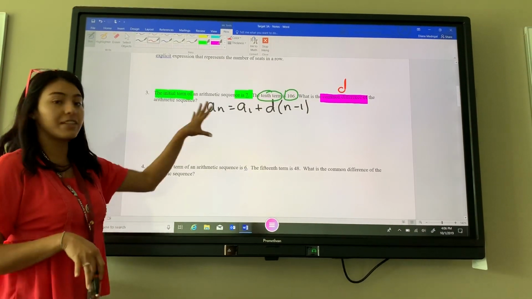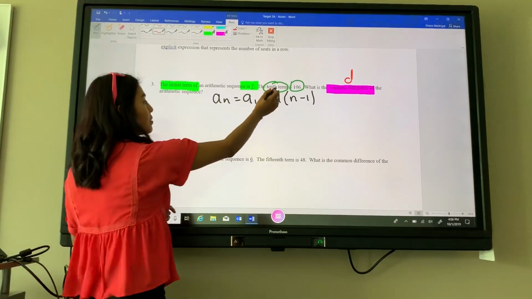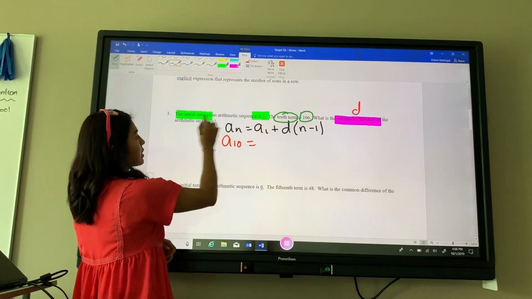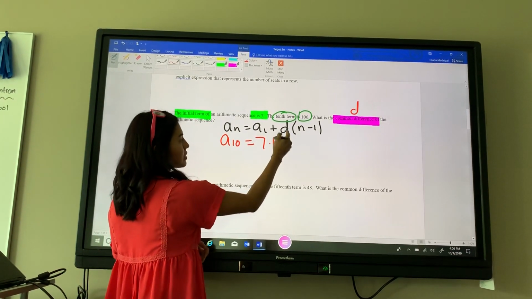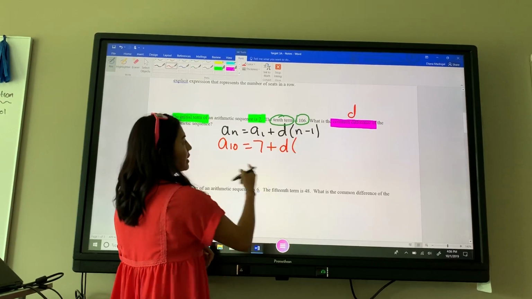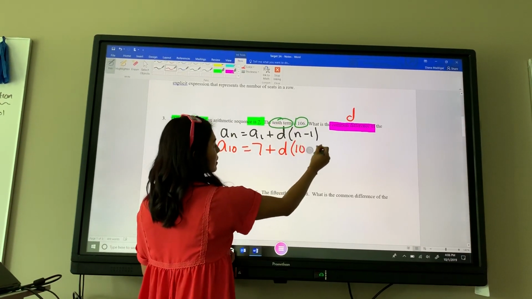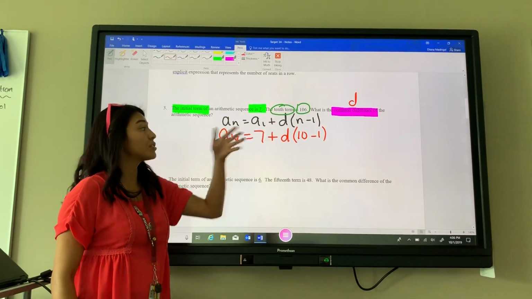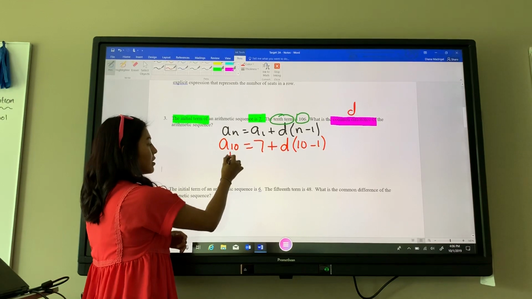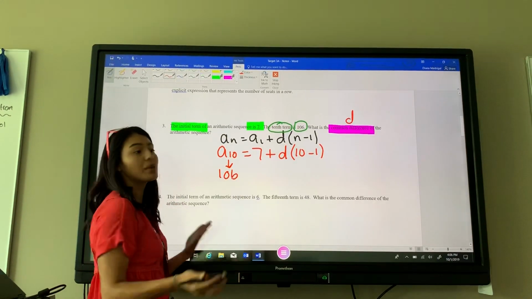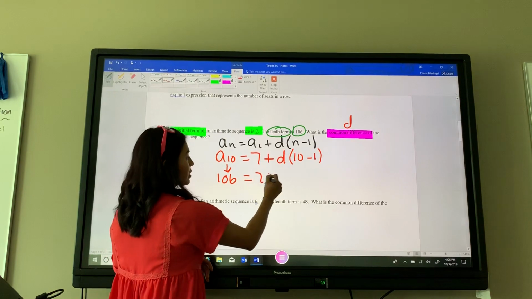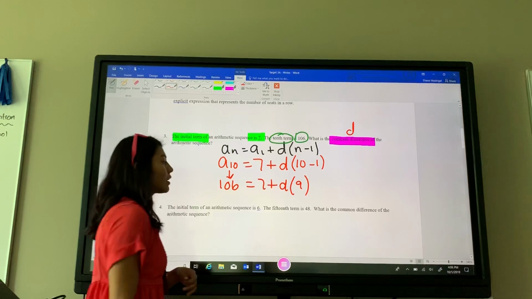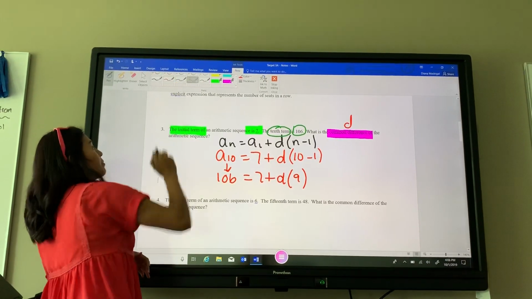Alright, again, plug in everything that you know already. The term is 10, so that means A10 equals A1, the first term, so it's 7 plus, I don't know, D. Again, 10 terms, so it's 10 minus 1. Okay? You should notice that they gave you the 10th term. They told you it's 106, so you switch this for 106. You already know what the 10th term is. 7 plus D. What's 10 minus 1? It's 9. Alright? All you have to do is math now.